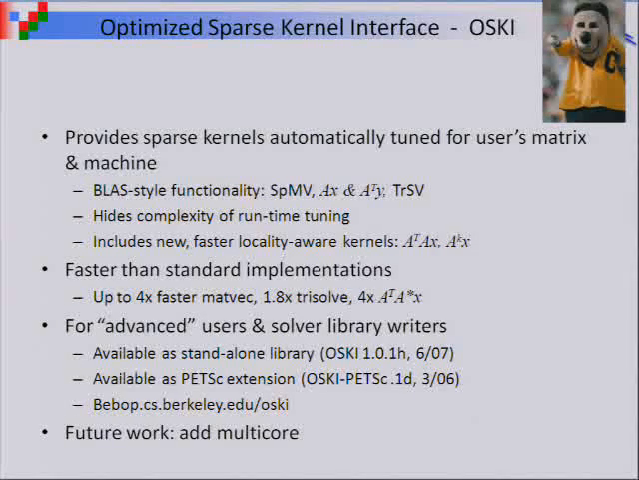You pass in a pointer to your matrix and to your vector x, and it comes back with a pointer to your vector y. It's available as a standalone library, and there's a website for it. It's also been incorporated into PETSc, which is sort of a standard high-performance computing MPI environment. If you have a big sparse matrix that's spread across your whole machine, OSKI is called processor by processor to optimize the local part of it.